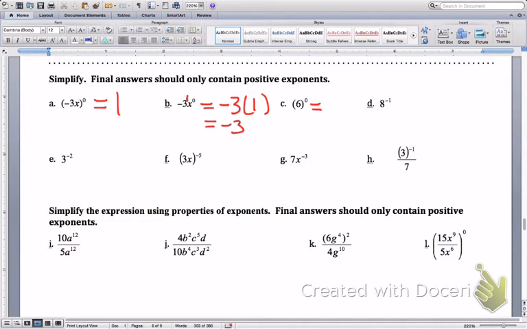Next one, we have a 6 to the power of 0. That's also equal to 1. So everything inside the parentheses becomes a 1.